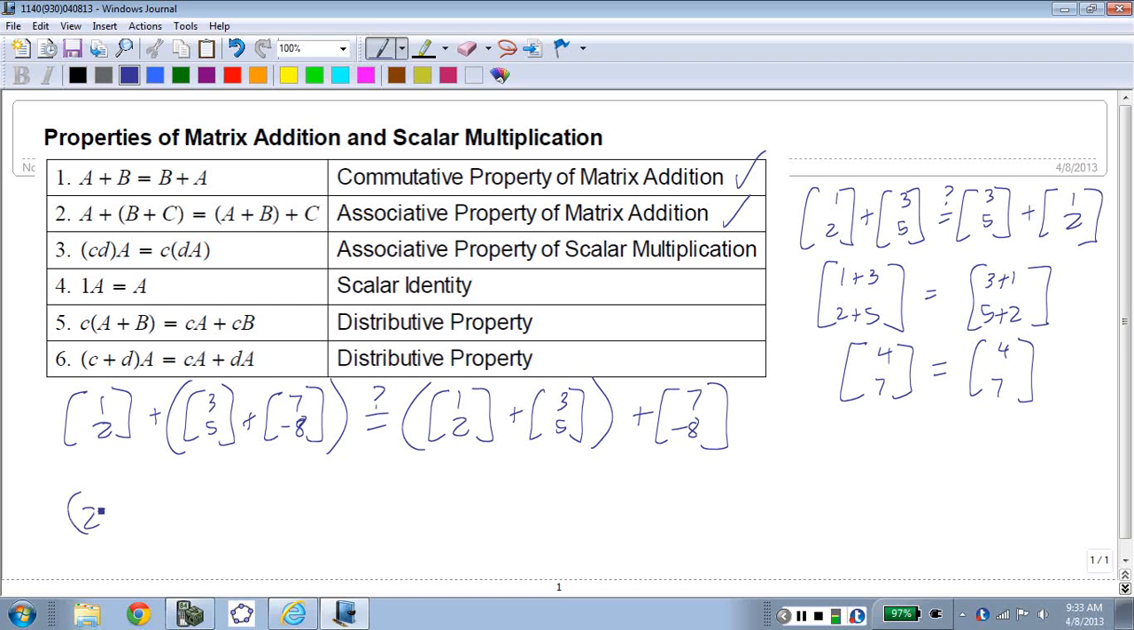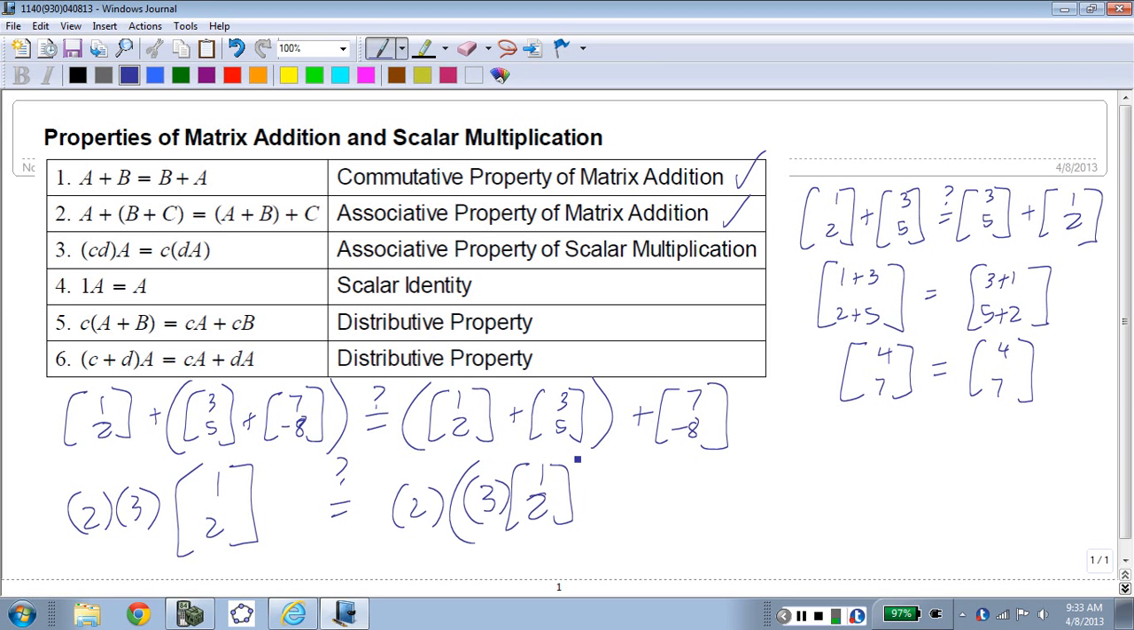Let's see, 3. What if we take 2 and multiply by 3, and then multiply by the matrix whose entries are 1, 2? You suppose we get the same answer if we take 3 and multiply by the matrix whose entries are 1, 2, and then multiply by the 2? Basically, it's an associative type of property here, the associative property of scalar multiplication, where one of the quantities is actually a matrix. But yes, it works just fine. I guess I need parentheses there.